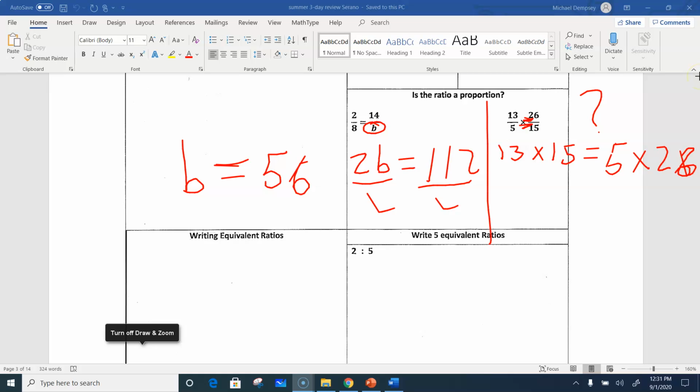So when I multiply 13 by 15, I get 195. And then when I multiply 5 times 26, I get 130. So the answer here is no, these are not proportional. Kind of came close. It's a little bit deceptive. But those are not equal. So like you can see here, 13 times 2 is 26, right? Well then, for these to be proportional, this should be 10 down here, not 15. 5 times 2 would be 10. So they are not proportional.